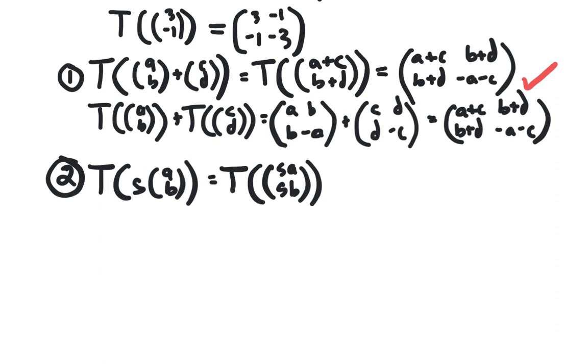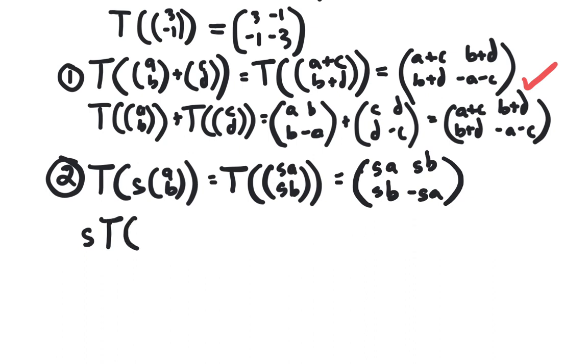And we know how the transformation works. We get the following 2x2 matrix out of it. So we get SA, SB, and then SB, negative SA. Great. So let's do the other way. Let's show that we get the same thing if we transform first and then we scale. And you should see that this is going to be fairly straightforward.